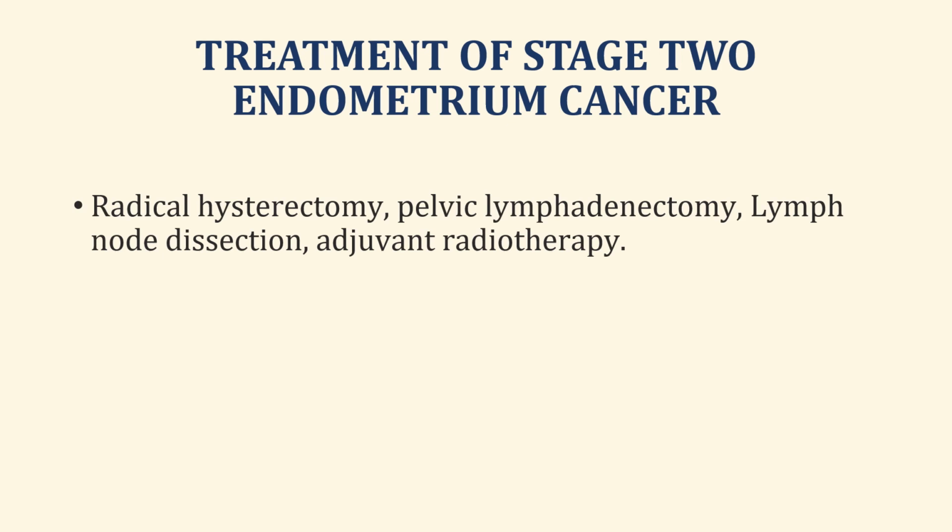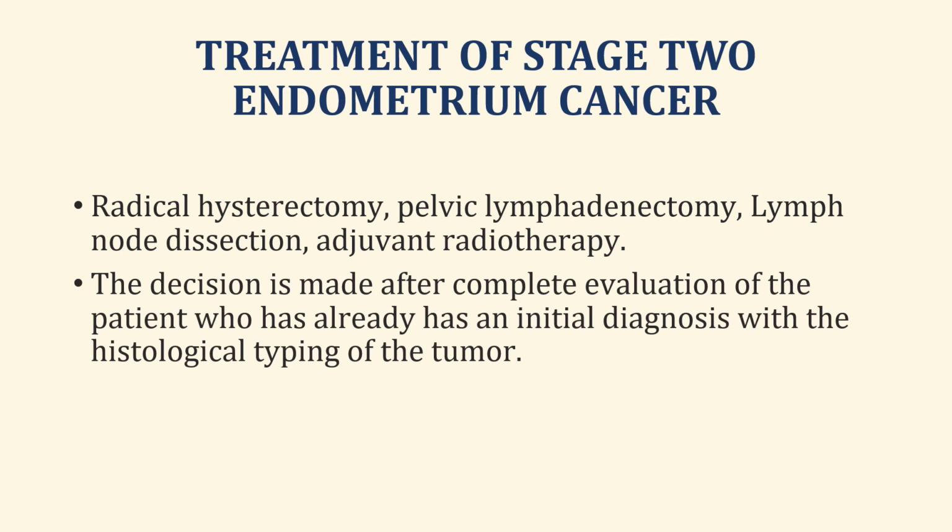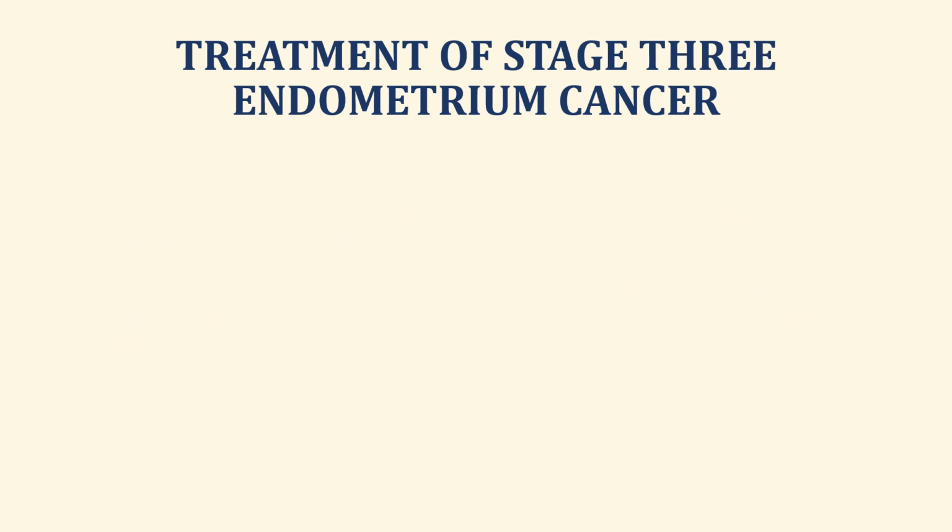So radical hysterectomy, pelvic lymphadenectomy, and pelvic lymph node dissection with adjuvant radiotherapy would be the recommendation for stage 2 endometrial cancer. The decision is made after complete evaluation of the patient who has already had an initial diagnosis with the histological typing of the tumor, as well as the advanced diagnosis based on all the investigations to confirm the extent of the disease in the pelvis and outside the pelvis.